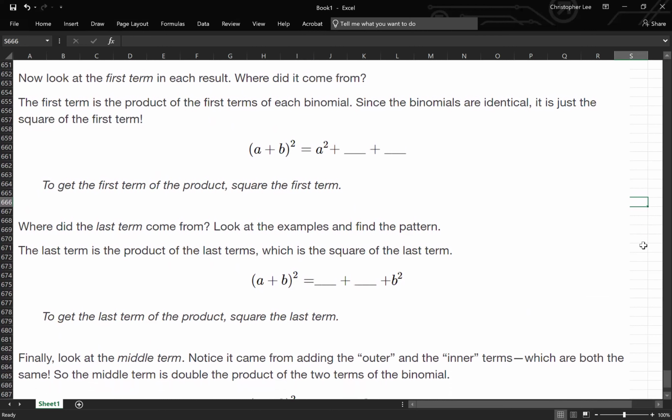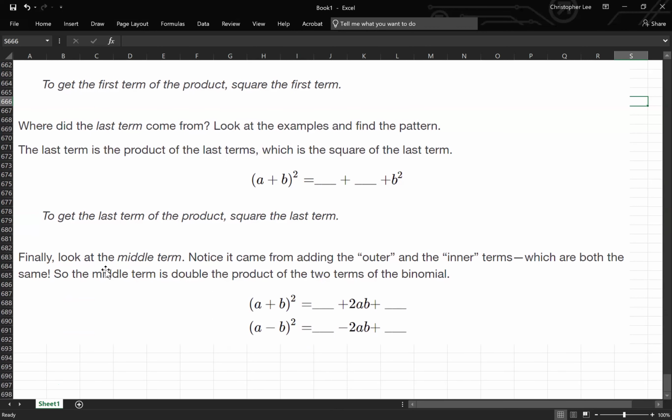Now look at the first term in each result. Where did it come from? The first term is the product of the first terms of each binomial. Since the binomials are identical, it is just the square of the first term, so a squared. When I have (a + b) squared, remember I'm rewriting it as (a + b) times (a + b). The first term is just going to be a squared. So to get the first term of the product, square the first term. Where did the last term come from? The last term came from b times b, b squared. So look at the example, you find a pattern. The last term is the product of the last terms, which is b squared.